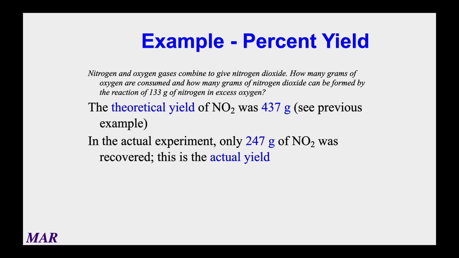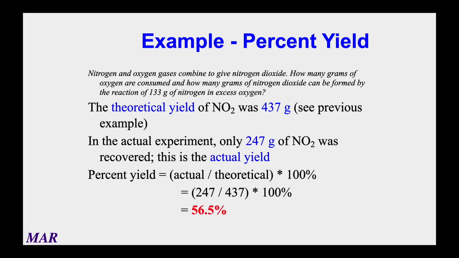So we can use those two numbers to calculate the percent yield of the reaction. Now, remembering that percent yield is the actual yield divided by the theoretical yield. 247 is the actual yield, and that goes on top. The theoretical yield, which is where the grams to moles to grams conversion thing comes in, that goes on the bottom. 247 divided by 437 times 100%. Percent yield, 56.5%. All right? So this reaction is 56.5% yield.